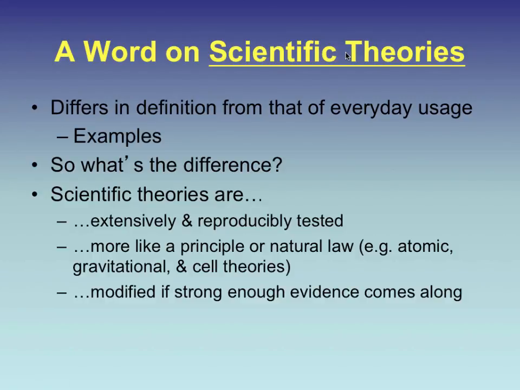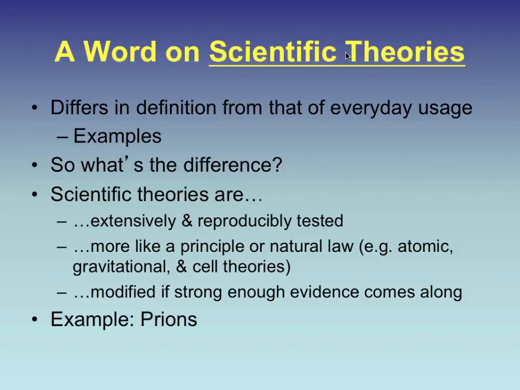So we want to make sure we understand the difference between scientific theories versus everyday theories. Scientific theories have already been tested a lot. They've held up pretty well. They're as close to definitive as a principle or law can be, at least in biology, but it doesn't mean they're set in stone. They can change. If evidence comes along to the contrary, to suggest that a theory is not quite accurate, the theory can be reworked and modified so that it's more accurate. It's not set in stone. It's modifiable if enough evidence comes along.